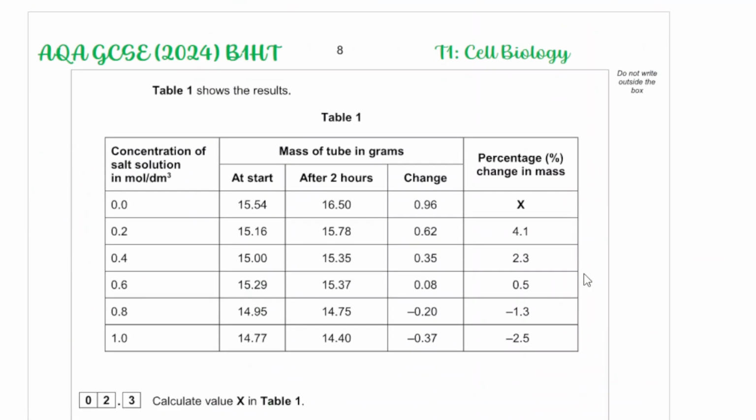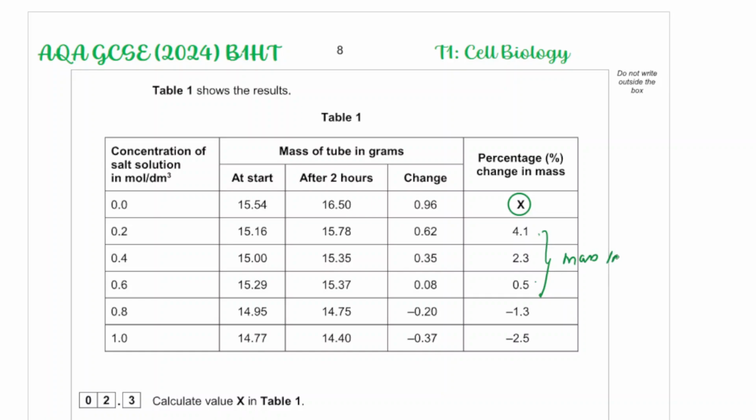Table 1 shows the results. So at 0, at the start, this is the mass change. They haven't worked out the percentage change here, which means we will have to do it in the next step. Let's have a look at the concentrations. So from 0.2, 0.4, it's going up by 0.2 all the way up to 1 mole per dm cubed. And it looks like the mass has actually increased in all of them.